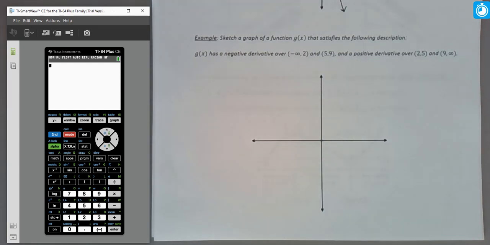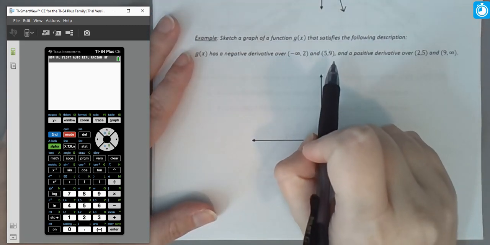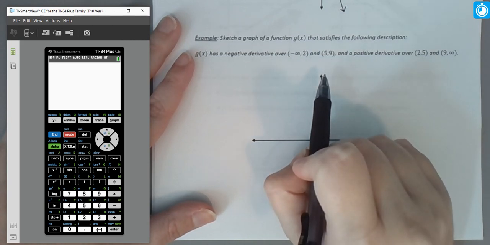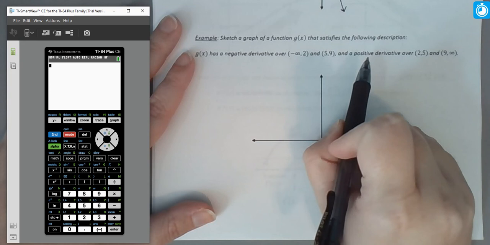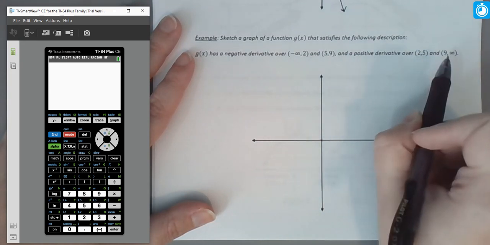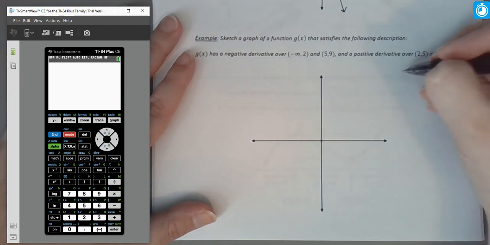So now we're sketching the graph of g of x, and we know that g of x has a negative derivative from negative infinity to 2, and then also from 5 to 9. So be careful, this is not an ordered pair, this is an interval. This is the interval from x equals 5 to x equals 9. And then we also have a positive derivative over the interval from 2 to 5, and then from 9 to infinity. So let's think about this.